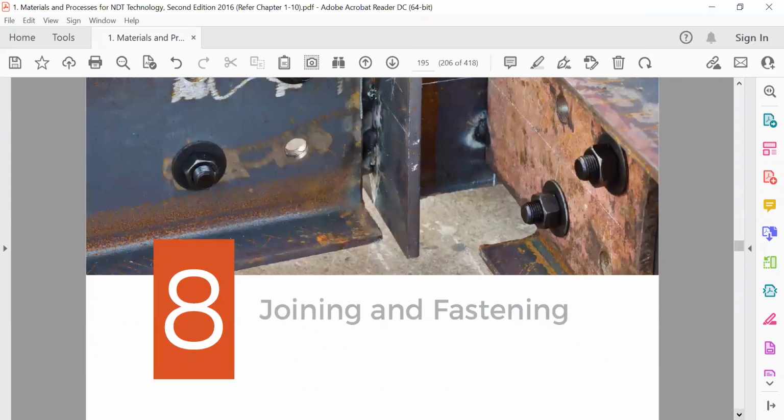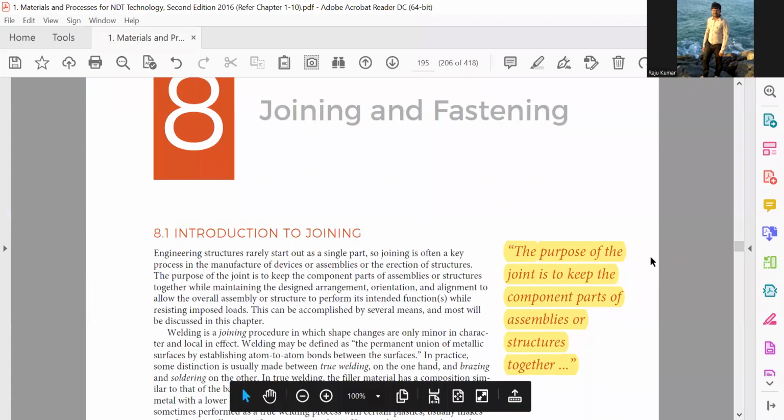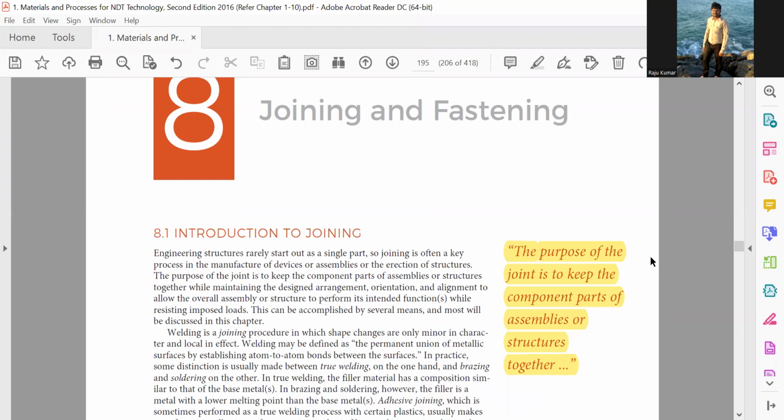We'll start joining and fastening today. The purpose of the joint is to keep the component parts or assemblies or structures together.